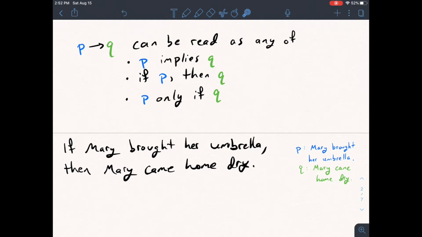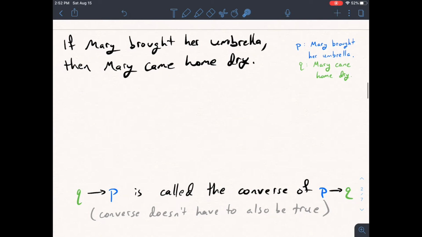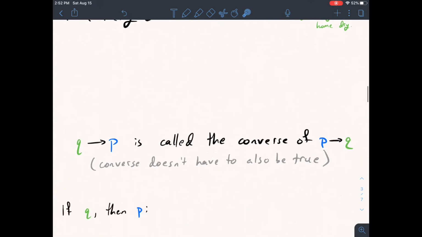You might want to say use P only if Q here, but it sounds a little bit weird to say that Mary brought her umbrella only if she came home dry. It just kind of sounds a little bit weird, but P only if Q does actually sound a little bit better in other situations, which maybe we'll talk about a little bit later on, but not right now. Okay, so that's P implies Q.